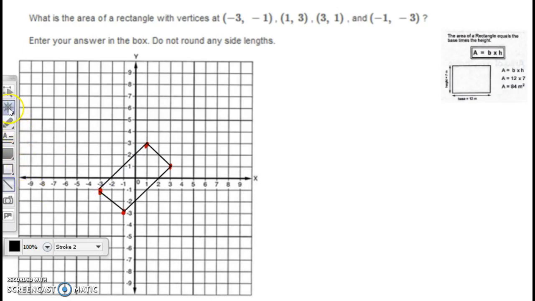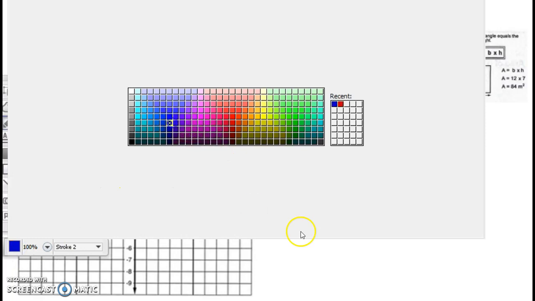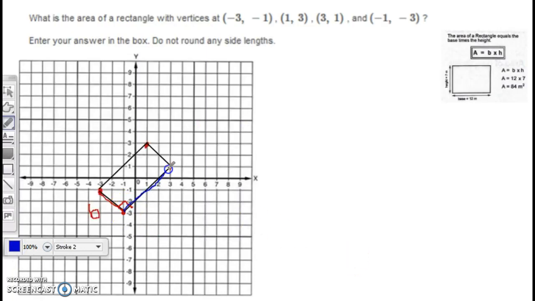Okay, so now that we have our rectangle, we know that the area of a rectangle is base times height. And it doesn't matter which one we let be the base and which one we let be the height. The only thing that matters is the height has to be perpendicular to the base, but in a rectangle, all the angles are 90 degrees. So I'm going to let this side here be the base, and I'm going to let this side be the height.